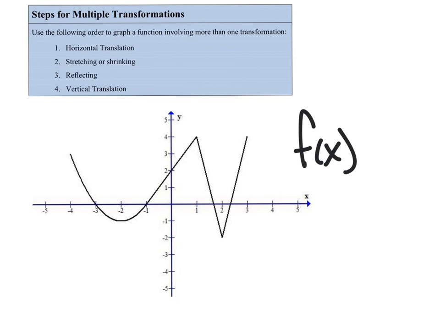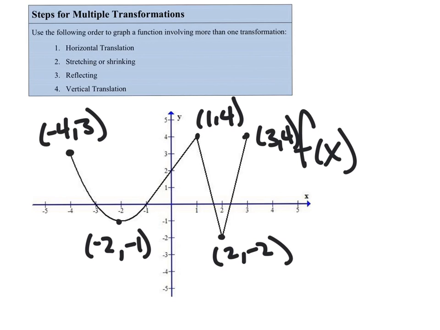For the next few problems, we're going to let this function right here be f of x. And we're going to apply some transformations to it. Take notice of these key points: negative 4, 3; negative 2, negative 1; 1, 4; 2, negative 2; and 3, 4. Those are the points that we're going to be transforming.